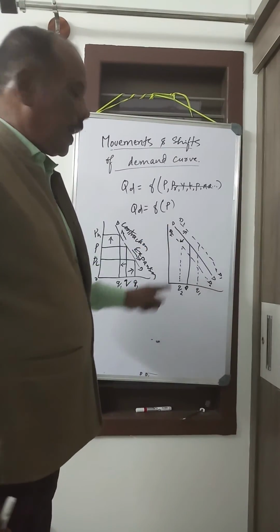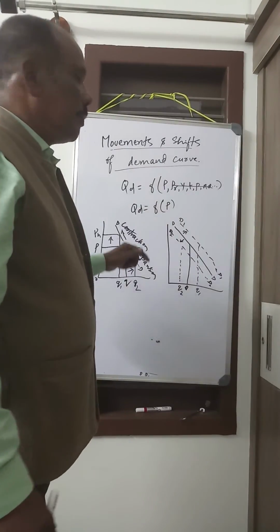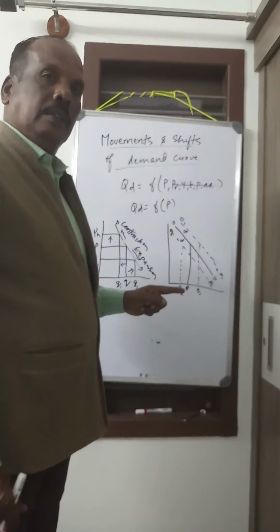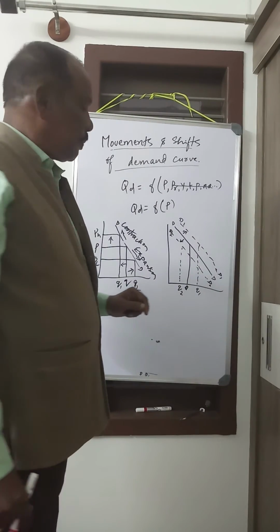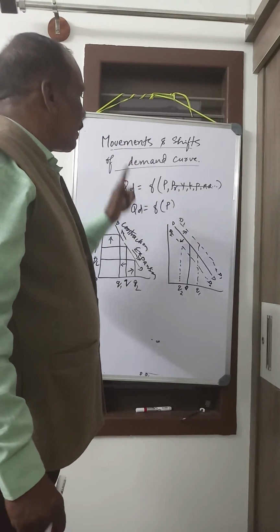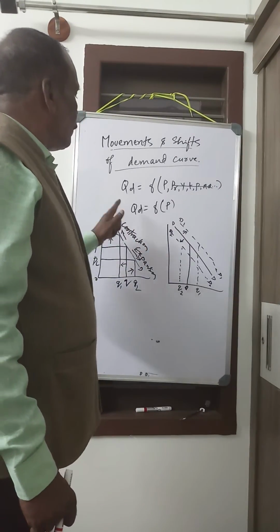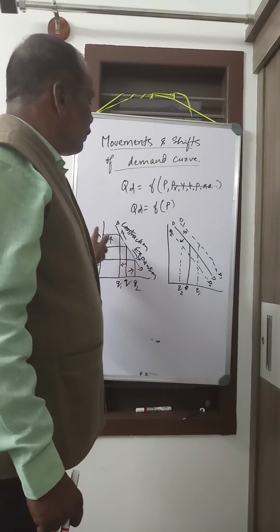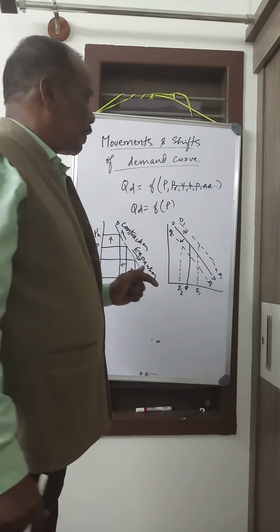So these are the diagrams that you have to draw while explaining the movements and shifts of the demand curve. It may be asked for 4 marks or even 6 marks. When it is asked for 6 marks, you have to answer these questions with these diagrams and explanations.